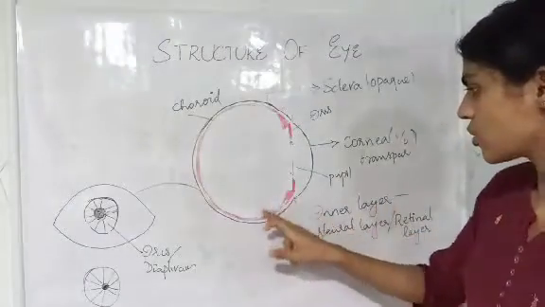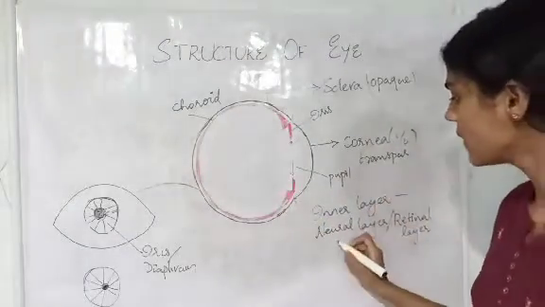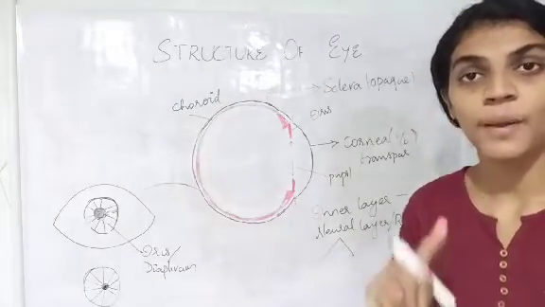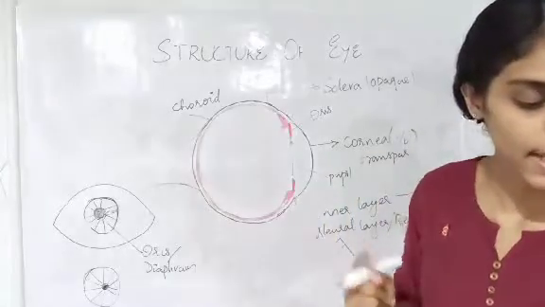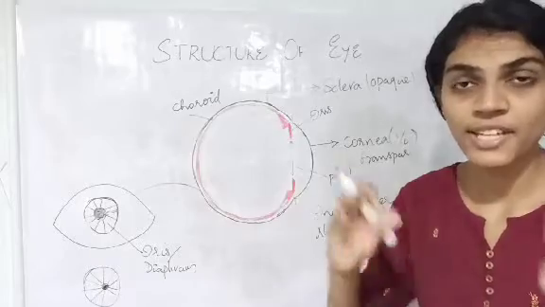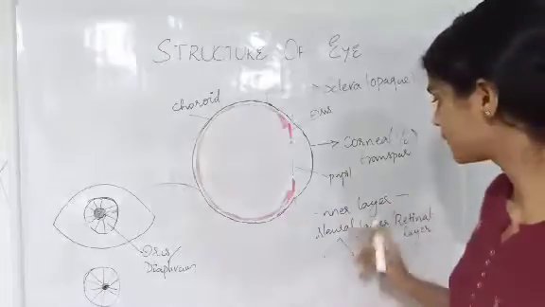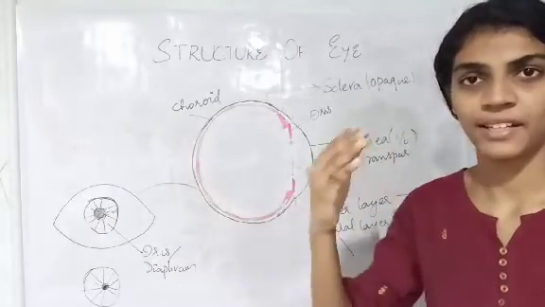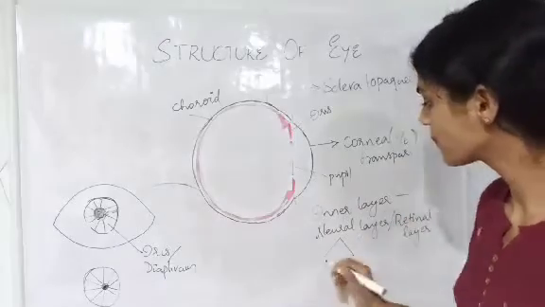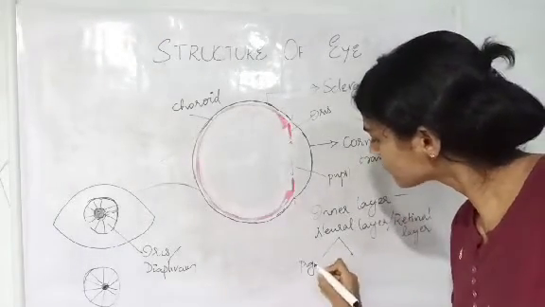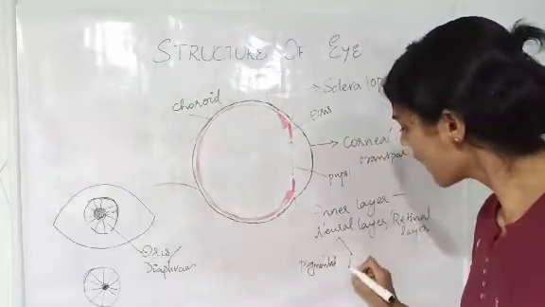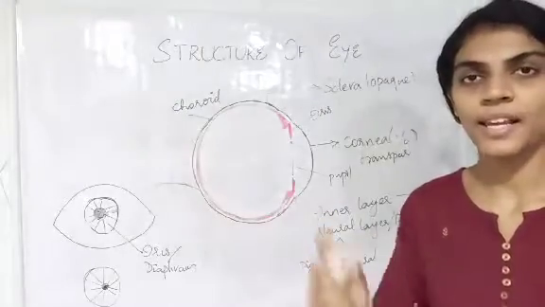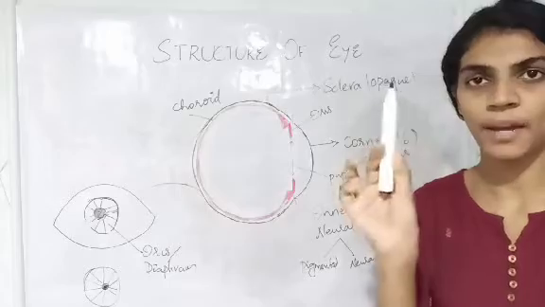This retinal layer in turn has two layers further. The first layer is known as the pigmented layer of retina, and the second one is the neural layer of retina. So altogether the inner layer is known as the neural layer, but it is in turn separated into the pigmented layer and the neural layer. In this figure I'll mark the pigmented layer with a black marker.